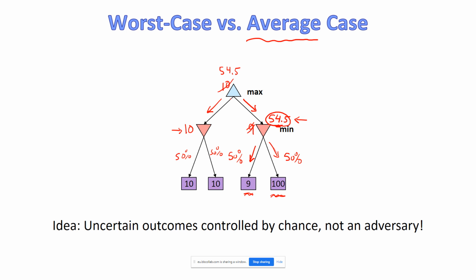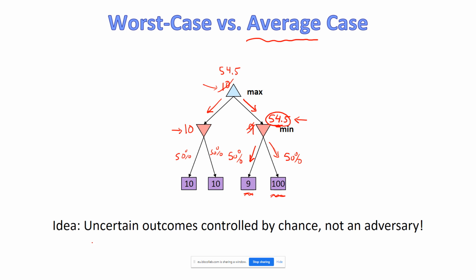If we know for sure that the opponent is optimal, then we take this move, because that will give us 10, which is better than 9. But if we know that there is a chance that the opponent will make random choices like that, then on average we will have a higher gain than 10, which is 54.5.